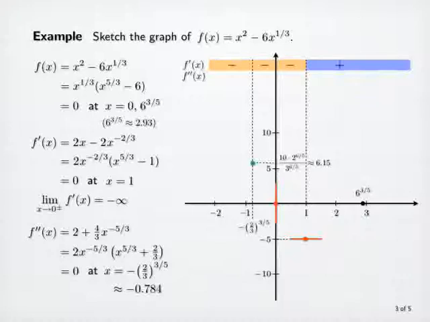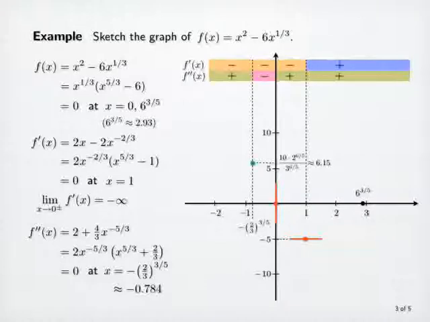If x is less than minus 2/3 to the 3/5 power, f double prime is positive because it's the product of two negative factors. Between minus 2/3 to the 3/5 power and 0, f double prime of x is negative because it's the product of a negative factor and a positive factor. And when x is greater than 0, both factors in f double prime of x are positive, and so f double prime of x is positive.